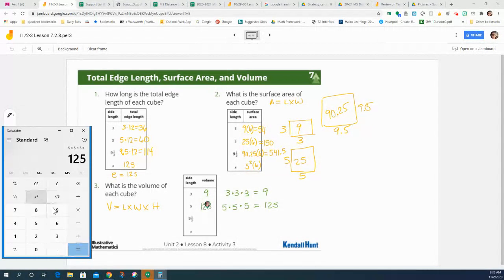Okay, and the last one, 9.5 times 9.5 times 9.5. And we get, ooh, that's a big one, 857.375, because that is 9.5 times 9.5 times 9.5. So really what we're doing is we're taking our side and we're cubing it. That little 3 means one measurement times itself again.